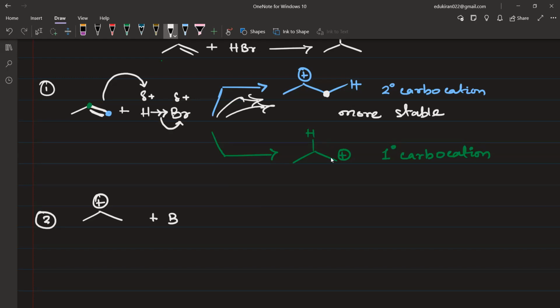Plus, we have the Br negative that is dissociating from here. And this Br negative is going to attack onto this carbon atom, and it is going to form the major product, that is a Br on the second carbon atom. Okay, so please write this down. Let me know when you're done.